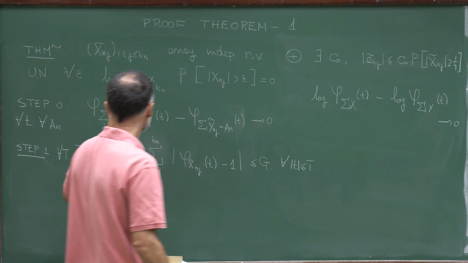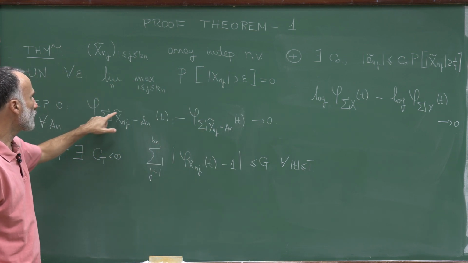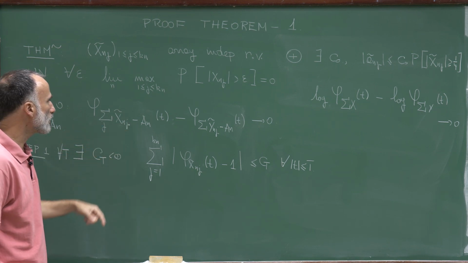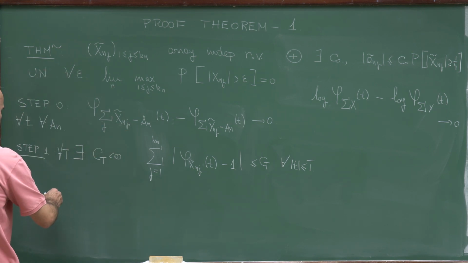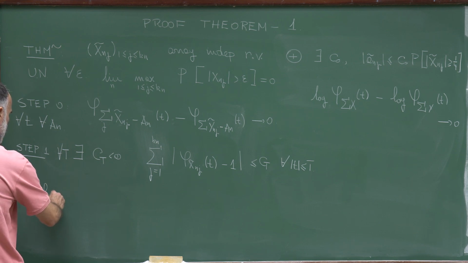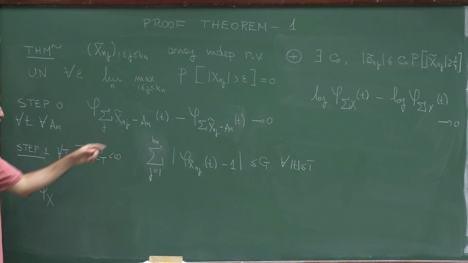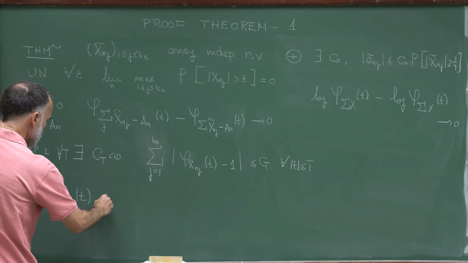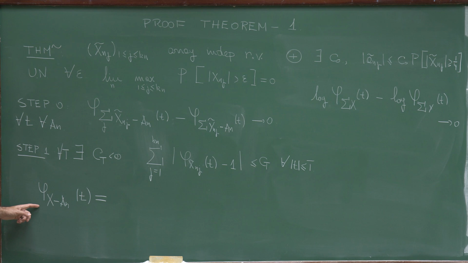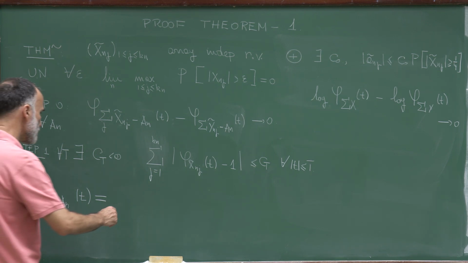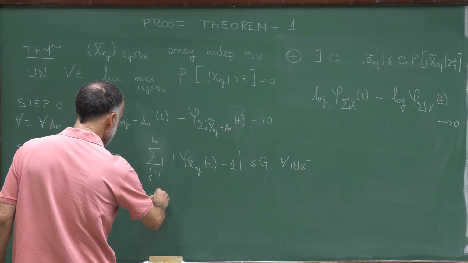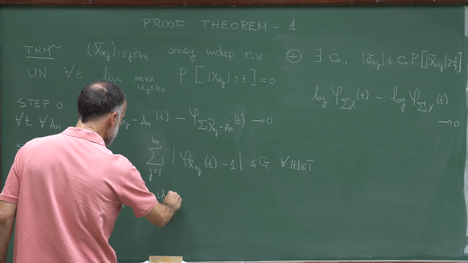Now, what is the logarithm? Well, what is the characteristic function of this random variable? So let me write it here. If you have, let's say, x will stand for the sum minus a_n t, the characteristic function of x minus a_n, where a_n is a real number, of t, this is just phi of x times exponential of minus i a_n t.